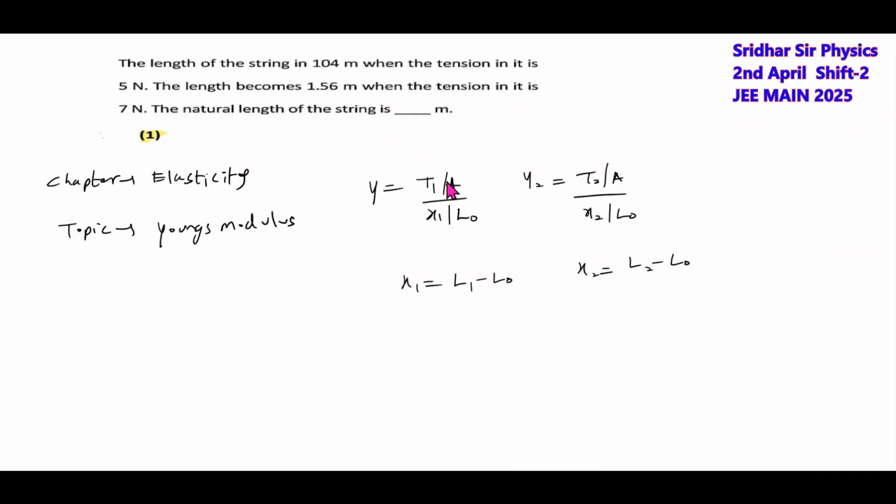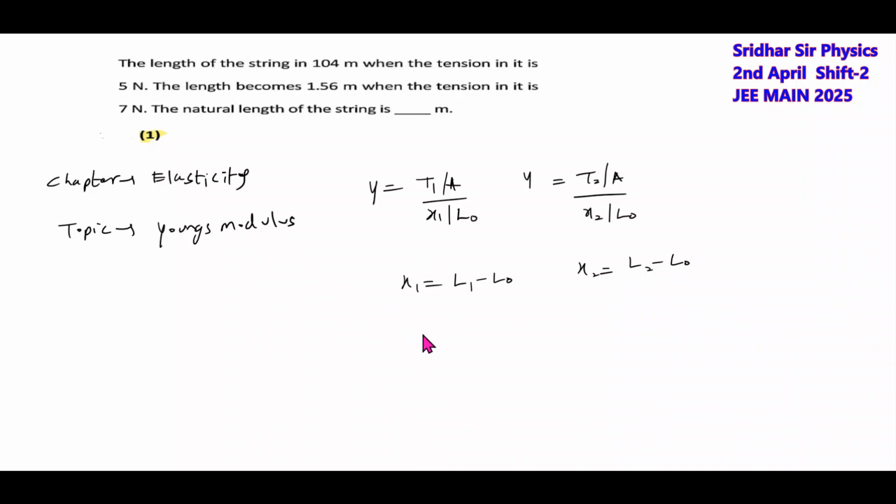We know Young's modulus equals stress by strain, with tension T1 by A. X1 is elongation and L0 is natural length. So strain will be change in length by original length. Stress will be force per unit area: tensile stress, longitudinal strain. Similarly, when the tension is T2, the elongation will be X2, and the Young's modulus of the material will be constant. What is the elongation? Final length minus initial length.